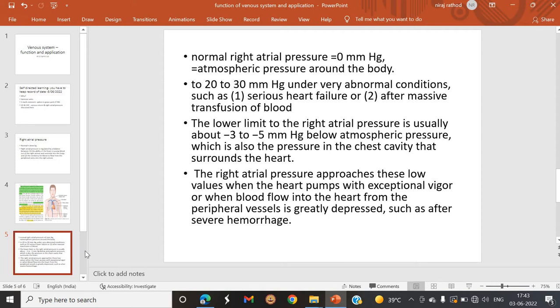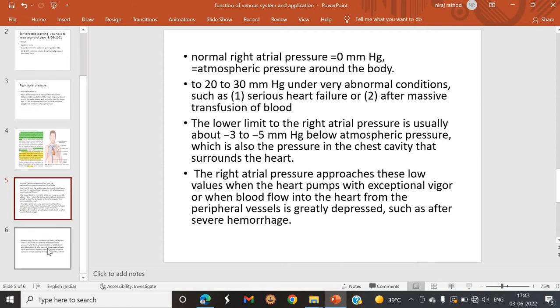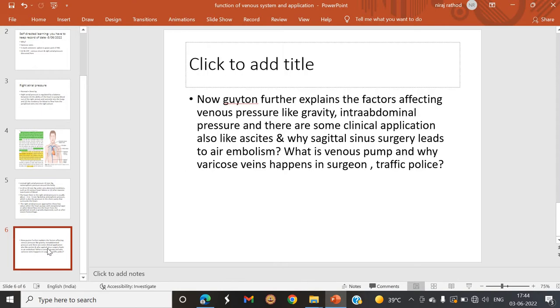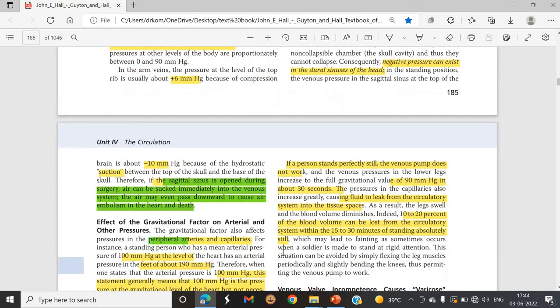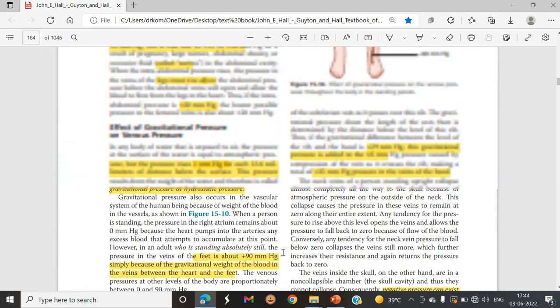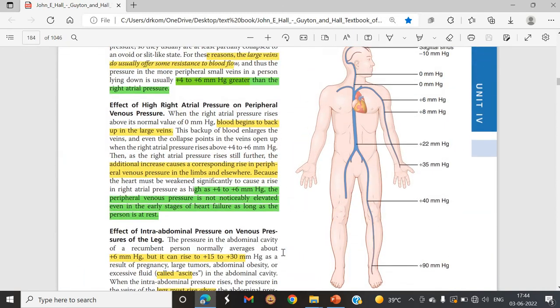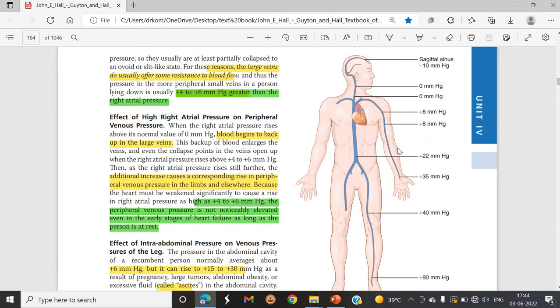And again, what are we going to learn ahead? As you read this chapter ahead, you will see that Guyton has further explained the factors affecting venous pressure, like gravity. There is a very beautiful picture here in Guyton if you focus. This same picture will be repeated in surgery also, when you are learning the chapter of varicose vein. So you can see the gravity effects.